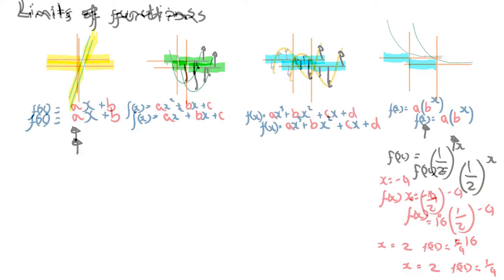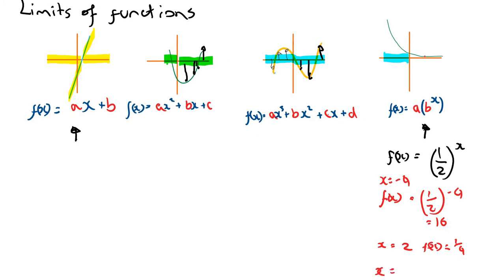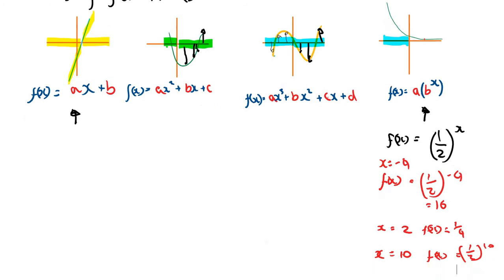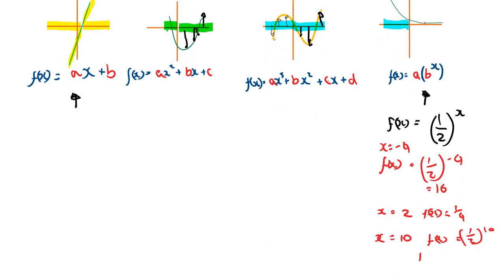Then if I increase x again, so when x is 10, f of x is just going to be a half to the power of 10, which is 1 over 2 to the power of 10, which is a very small number. 1 over 2 to the power of 10 is 1 over 1024. So, if you want to think about that in index form, that's just going to be 9.7 times 10 to the minus 4. So it's going to be 0.00097. Okay, so it's going to be a really, really small number.